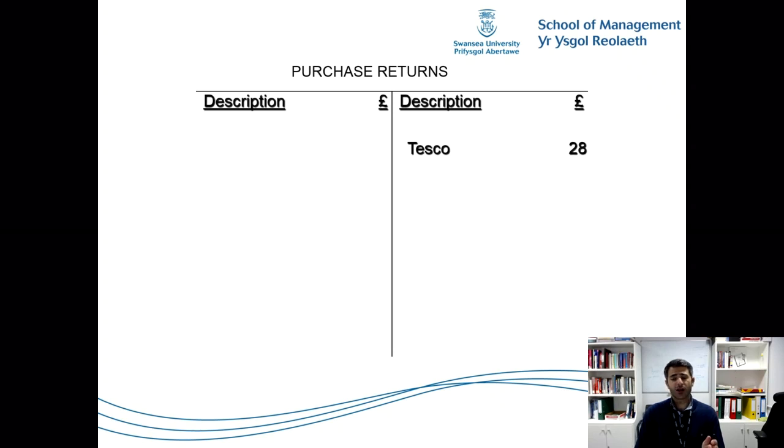Some students will ask me, okay, how about if we go back to the purchase account and write it there? You can do this if you want. If you want to go back to the purchase account, you can write it on the debit side if you want.